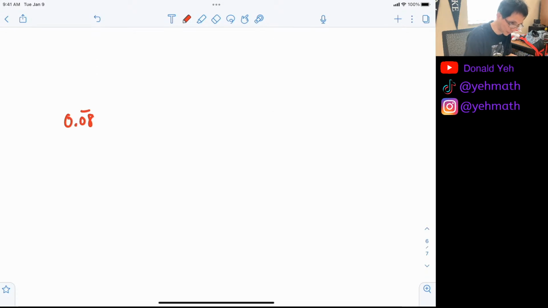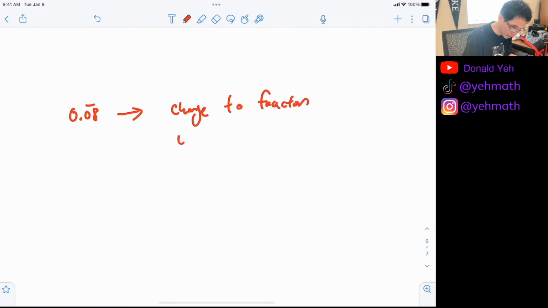0.08, right? And I want you to change it to fractions. Is it today's lesson? Okay, what are we going to say? Changing repeating decimals to fractions. Use geometric series.